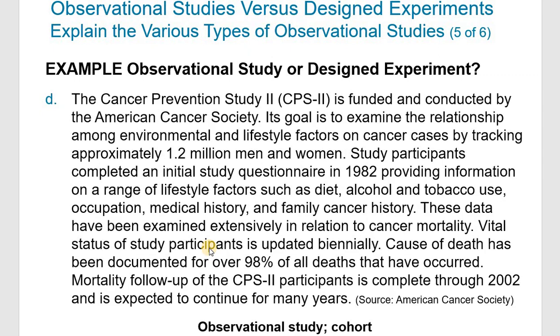The last one, the cancer prevention study, is conducted by the American Cancer Society. Its goal is to determine the relationship among environmental and lifestyle factors on cancer cases by tracking approximately 1.2 million men and women. Study participants completed an individual study questionnaire in 1982, providing information on a range of lifestyle factors such as diet, alcohol, tobacco use, occupation, medical history, and family cancer history. These data have been examined extensively in relation to cancer mortality.